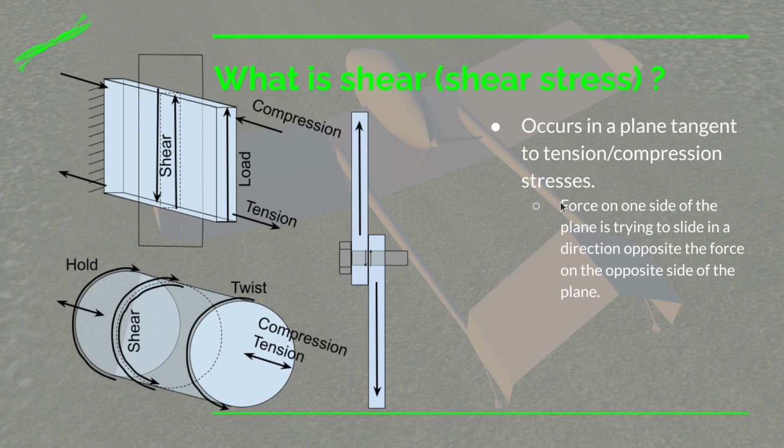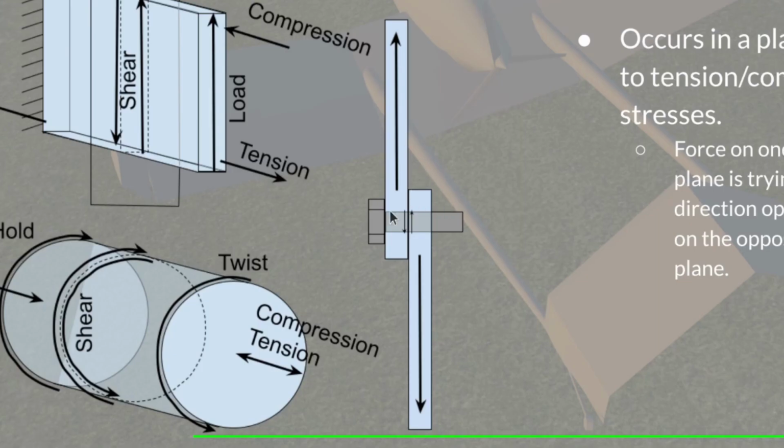So what's happening is you've got a force on one side of the plane that I just mentioned up here, trying to slide in the opposite direction of a force on the other side of the plane, right up against the plane. And that creates a shearing action. And you can kind of see that here. Now I drew this to talk a little bit about the shear that can happen on a bolt in a spar cap.